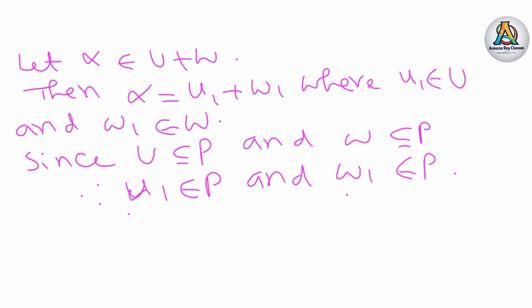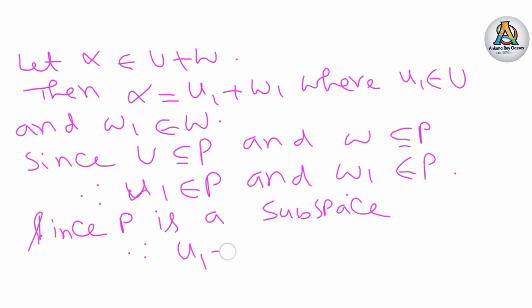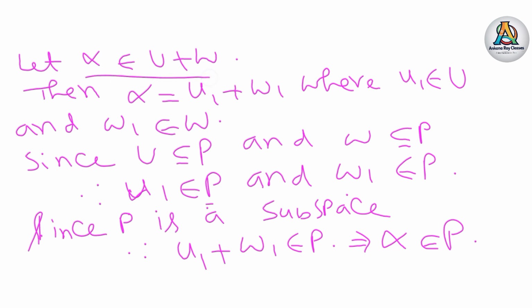Since P is a subspace, therefore U1 plus W1 belongs to P because U1 and W1 both belong to P. This actually means alpha belongs to P. So alpha belongs to U plus W implies alpha belongs to P, and it is true for all alpha belonging to U plus W. So U plus W is a subset of P. Therefore, U plus W is the smallest subspace of V containing the subspaces U and W. So proved.